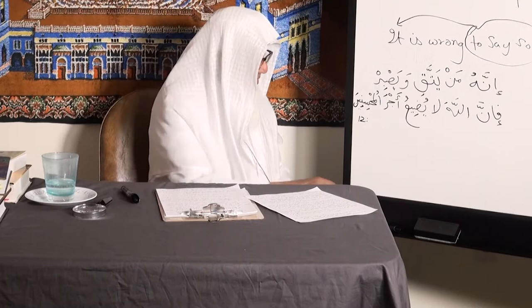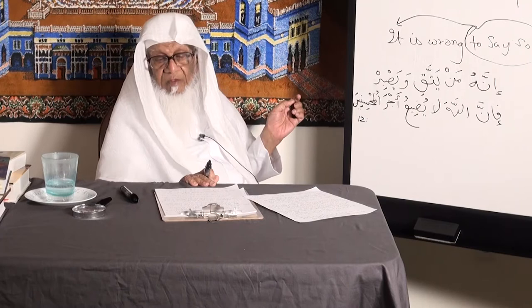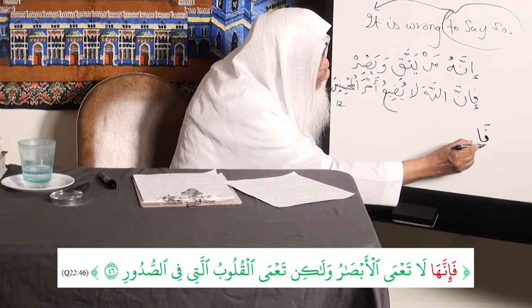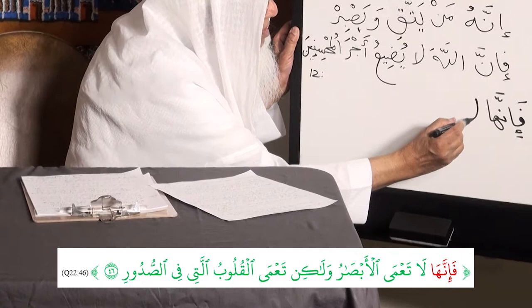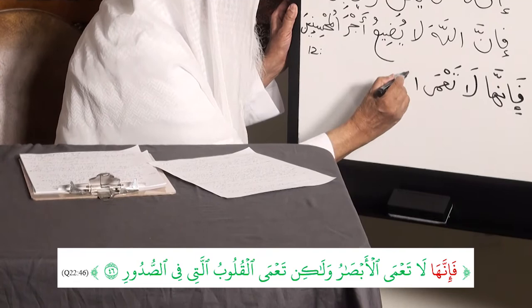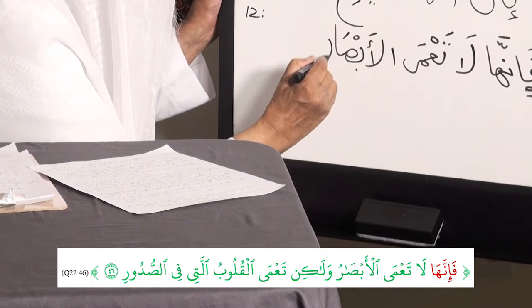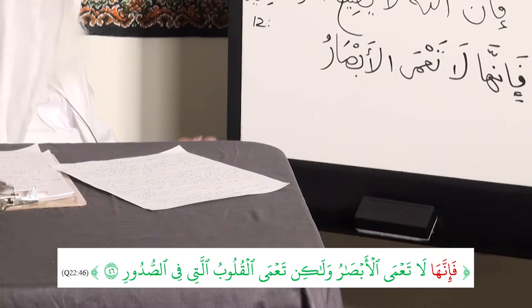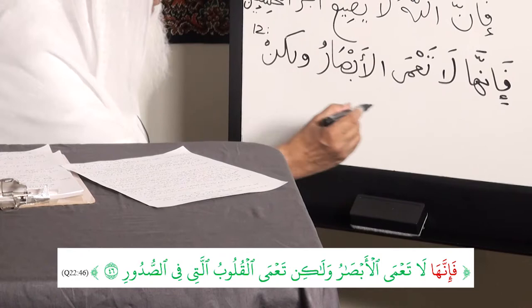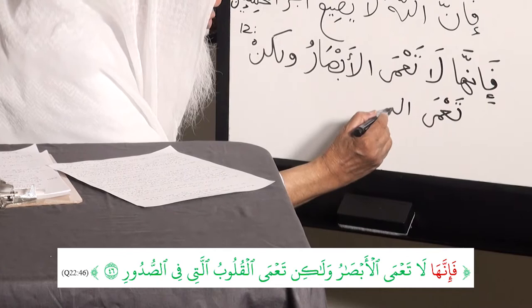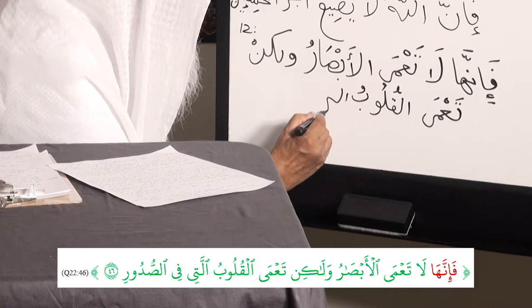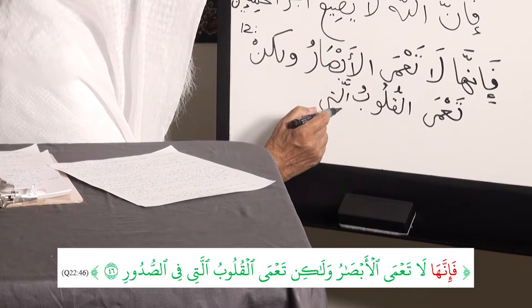Now the feminine, which is Dhamir al-Qissa, فَإِنَّهَا فَإِنَّهَا لَا تَعْمَى الأبصار فإنها لا تعمى الأبصار ولكن تعمى القلوب التي الصدور.